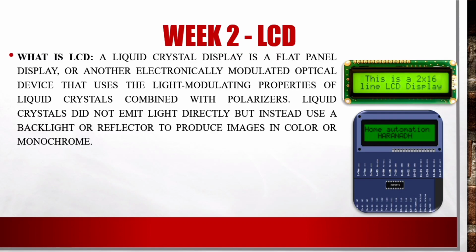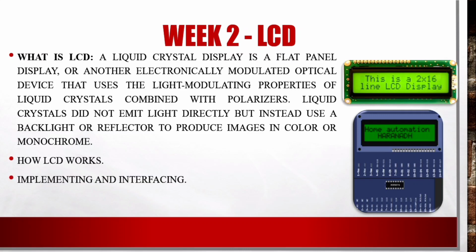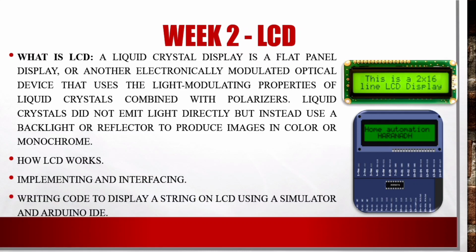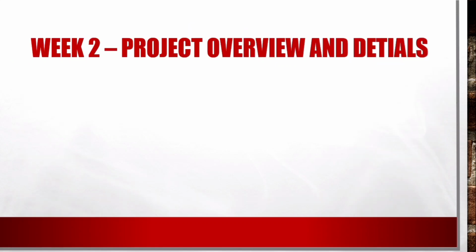LCD. LCD is a liquid crystal display. It's a flat panel display or other electrically modulated optical device. When it is polarized, the liquid crystal does not emit light directly, but it uses a reflector that produces black color, called monochromatic color. It works like this. It involves implementing and interfacing, writing a code to display a string on an LCD using a simulated Arduino.